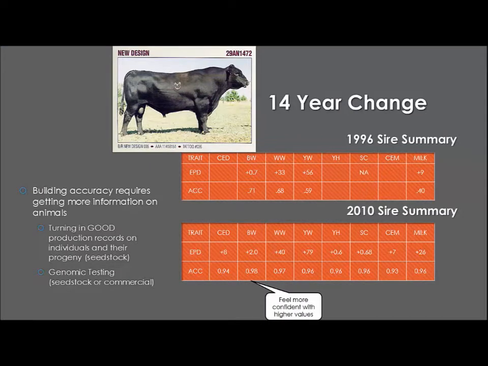So if we want to build accuracy, the things we really need to focus on are turning in good production records on the individuals themselves, and then any progeny that they have, if we have seed stock producers. And then genomic testing is another option to increase accuracy that Allison will talk to you about here shortly.